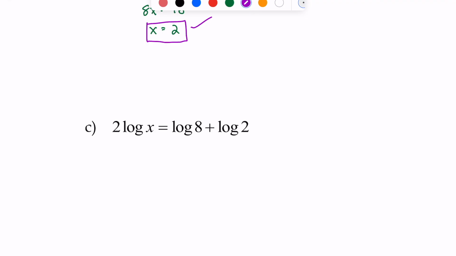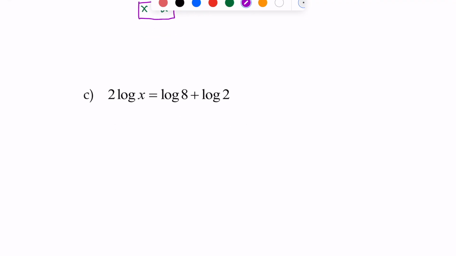So step 1, state your restrictions. And just like in previous videos, at any point, pause the video, try it for yourself, okay? And then I'm going to work through it. So just pause, try it, and then watch the solution. So I need to state restrictions.